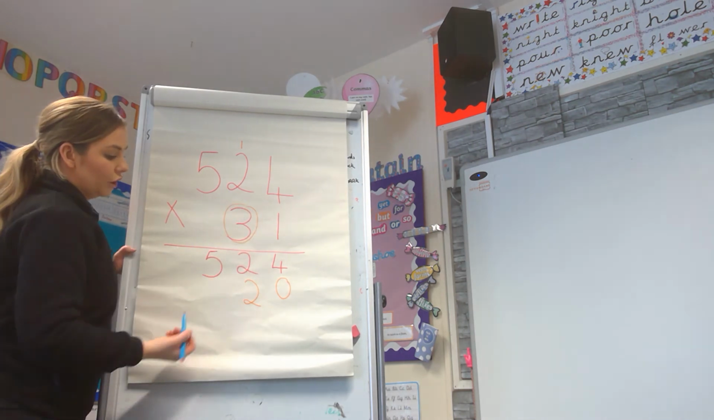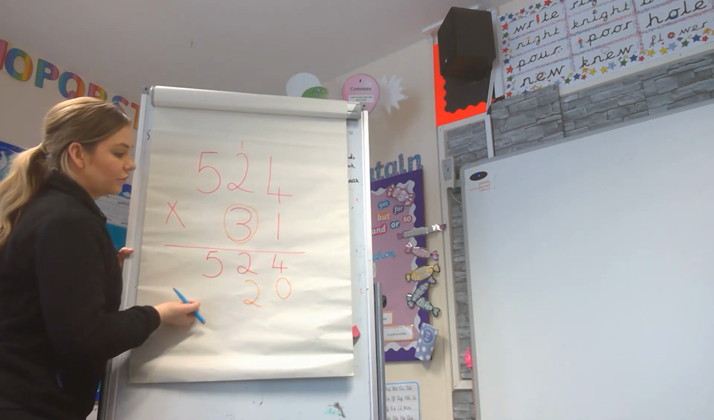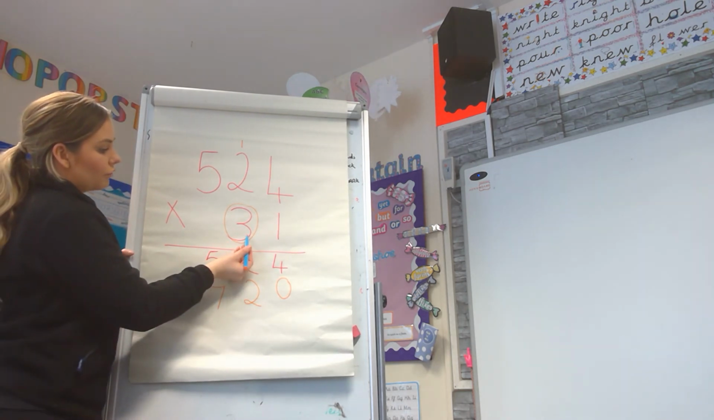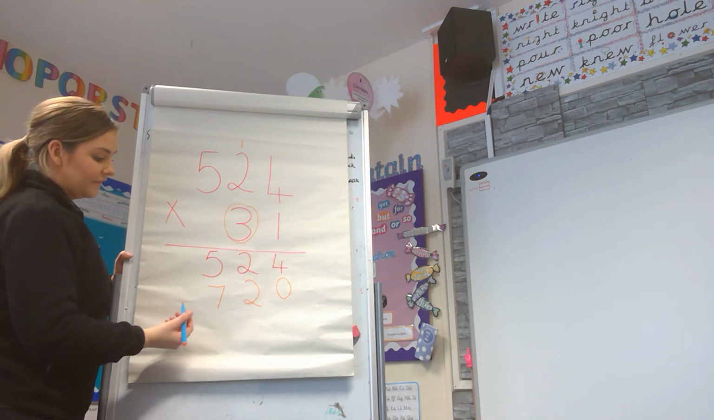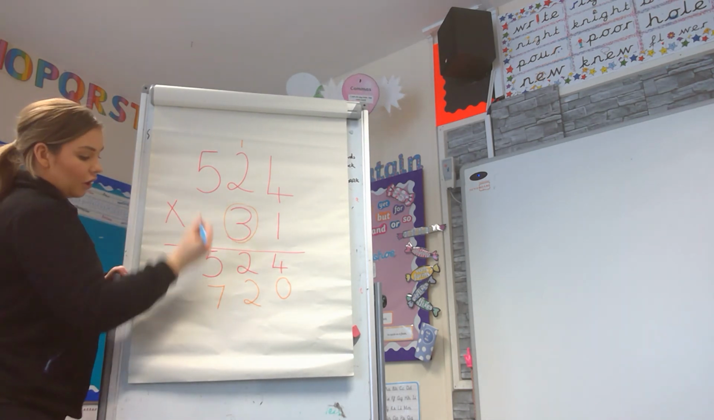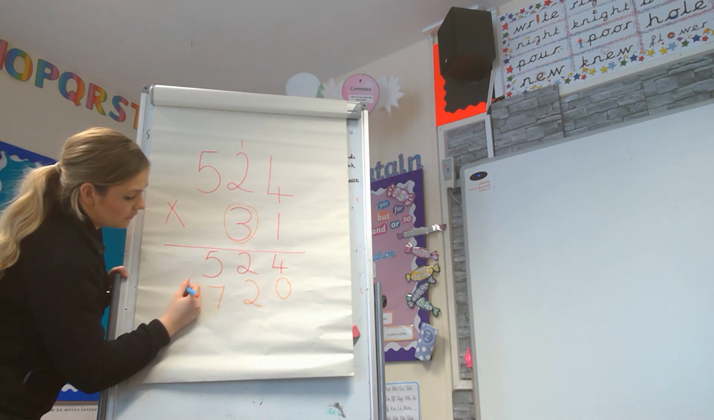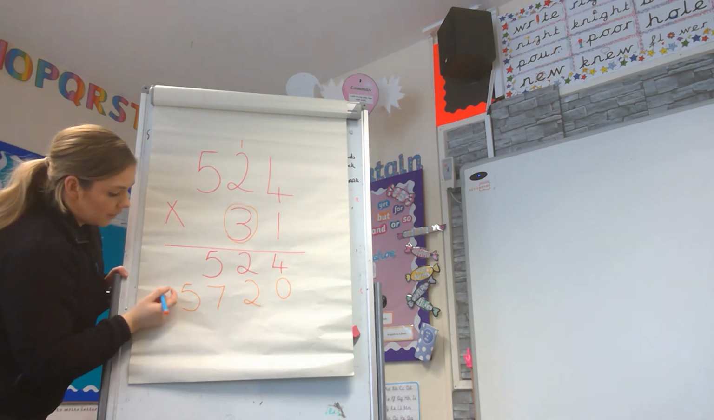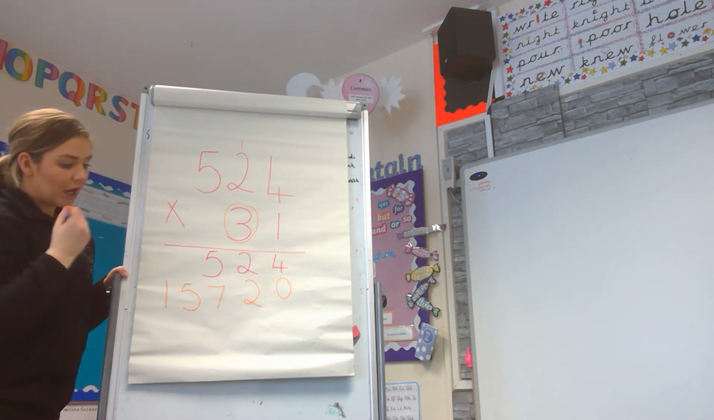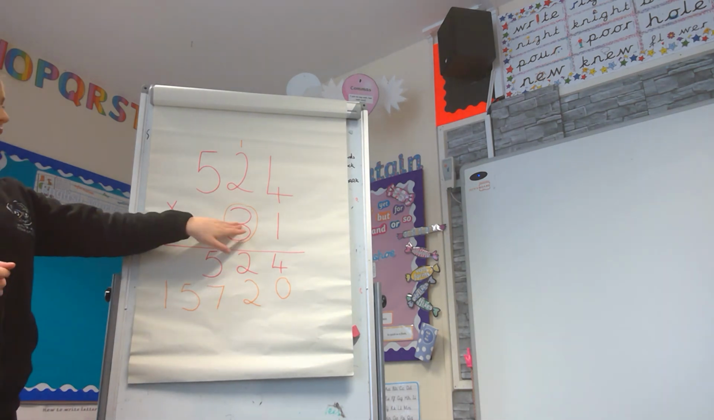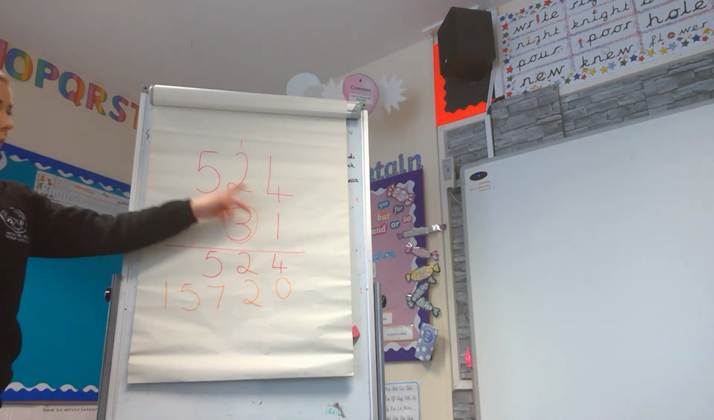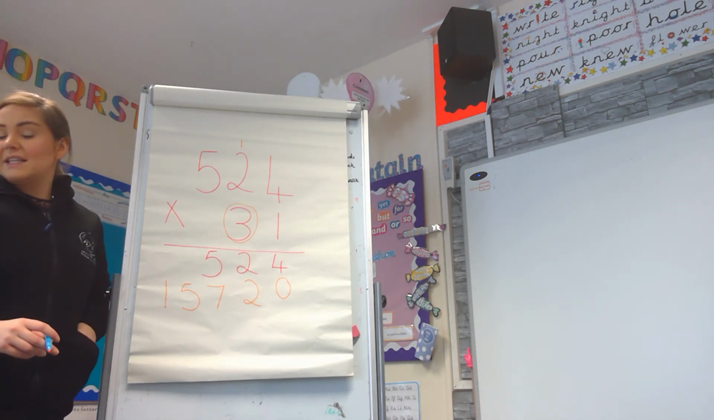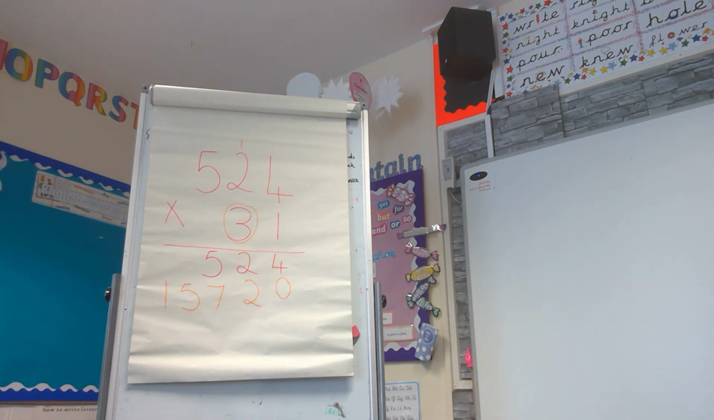Now, 3 times 2 is 6. Add on your extra 1 is 7. 7 in this column. 3 times 5 is 15. So I just put my 5 into my thousands column. There is nowhere to carry my extra 1, so I can just put it here. Now I have got 30 times 524 and 1 times 524. The next step I need to do is add both of those numbers together.